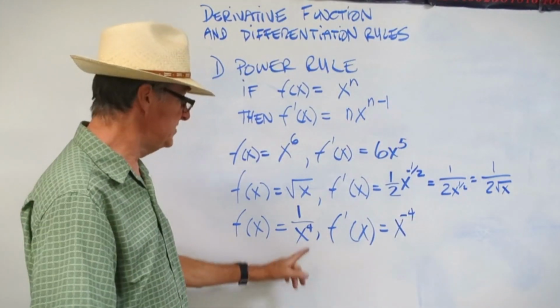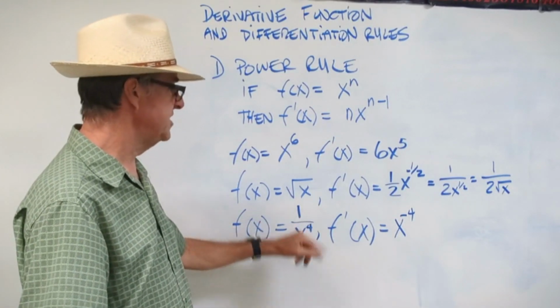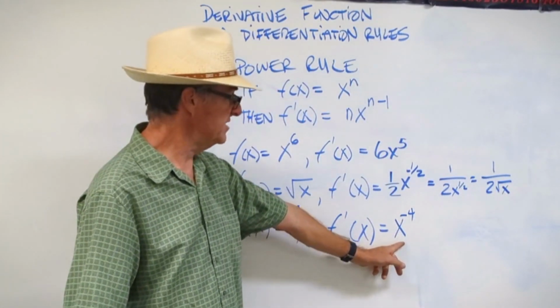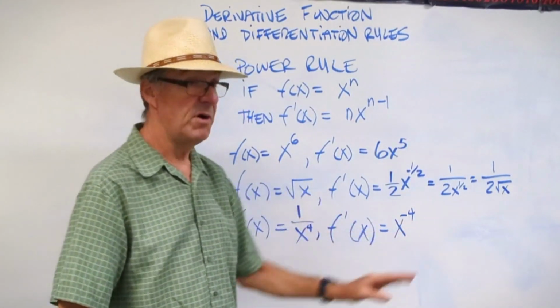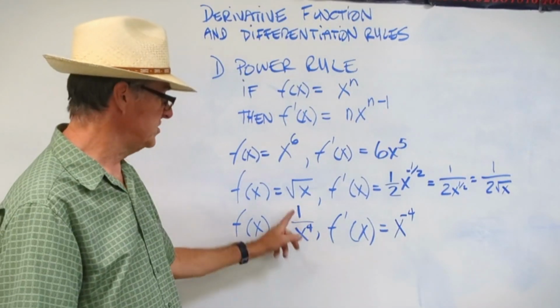So go ahead and pause the video and see if you can figure out what that step might be. So that step is to bring this power up. We just take it from being positive to negative. So 1 over x to the 4 is the same as x to the minus 4. Now, pause the video, use your power rule, and find the derivative function of this one.